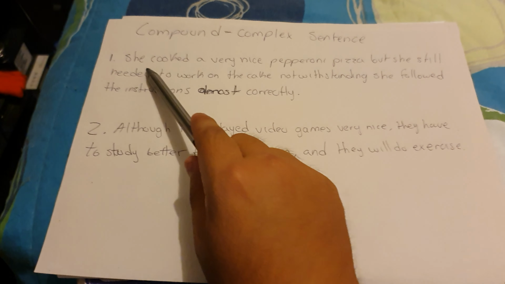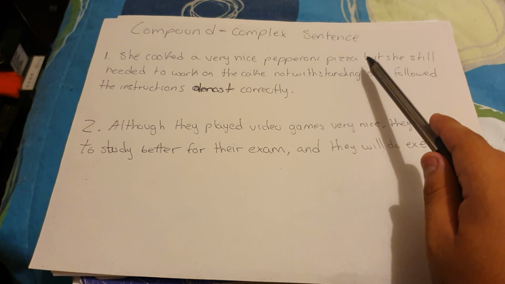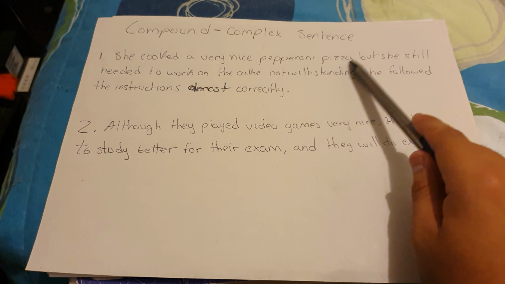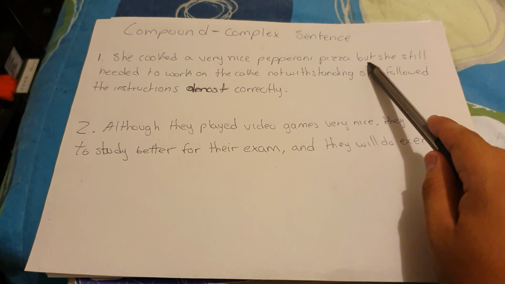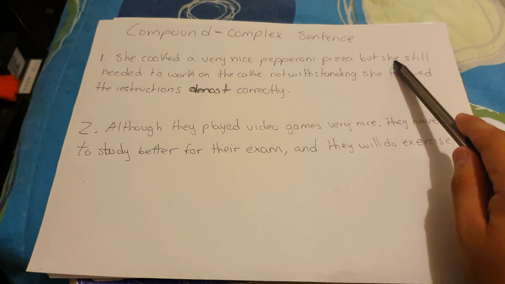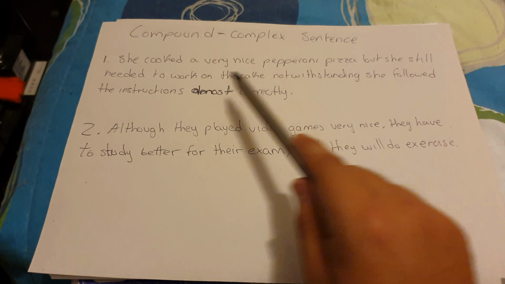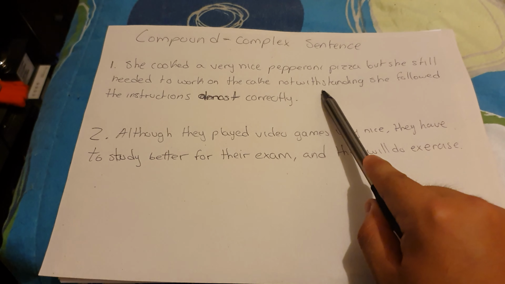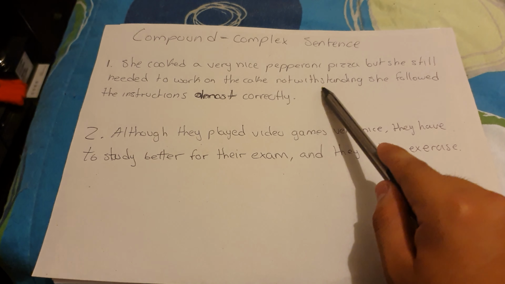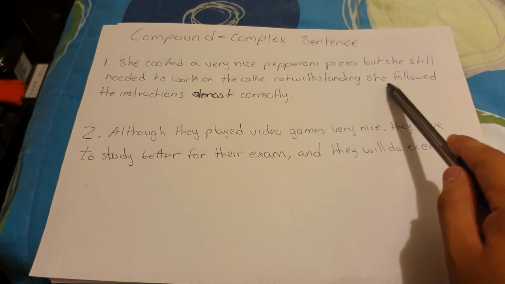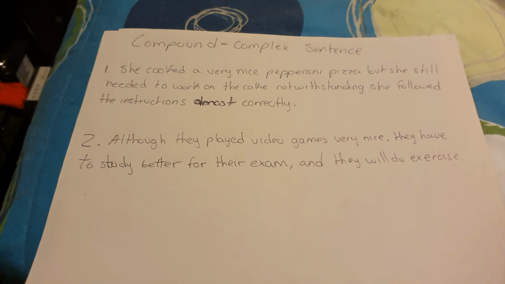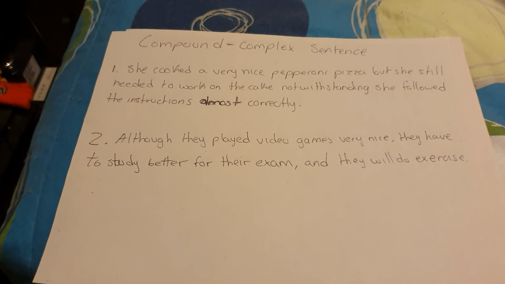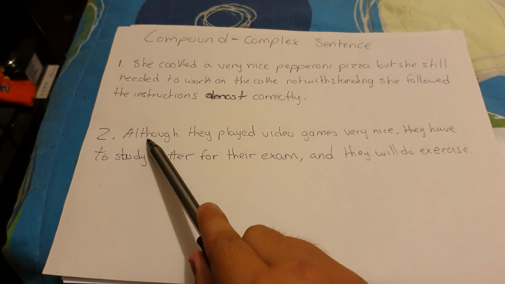So as you can see, this is the independent clause. We have a coordinating conjunction that is but. Then we have another independent clause that is she still needed to work on the cake. Notwithstanding, and this is the dependent clause: she followed the instruction almost correctly.